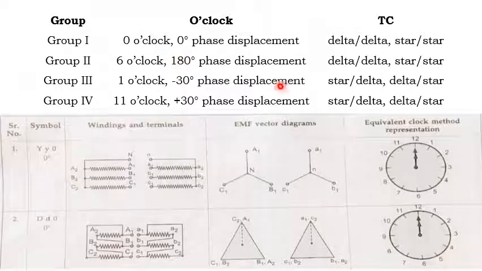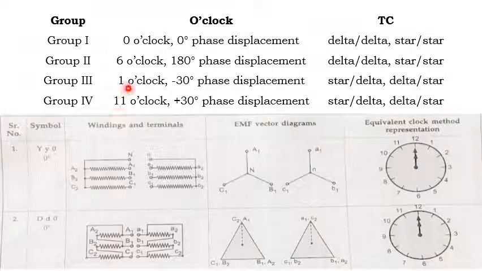This is the second group. Here you can observe the transformer connection is usually delta to delta, star to star. Here also, capital D means the HV side is delta connected, and small d means the LV side is delta connected. Similarly, the HV side is star connected, capital Y, and small y means the LV side is star connected. That is shown here, group 2.